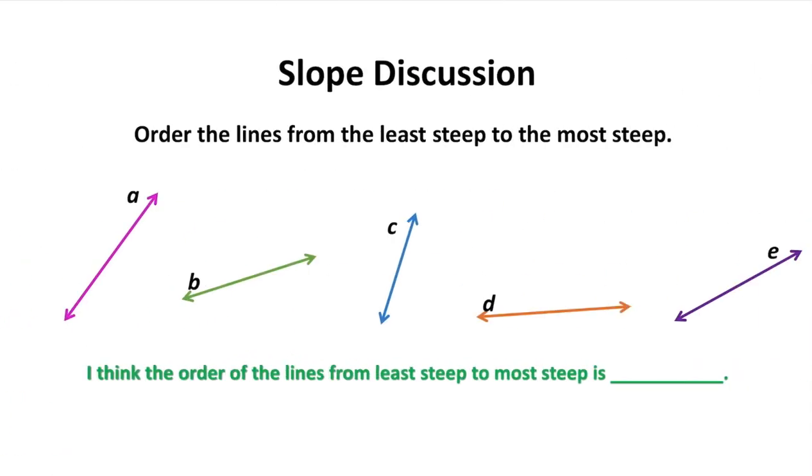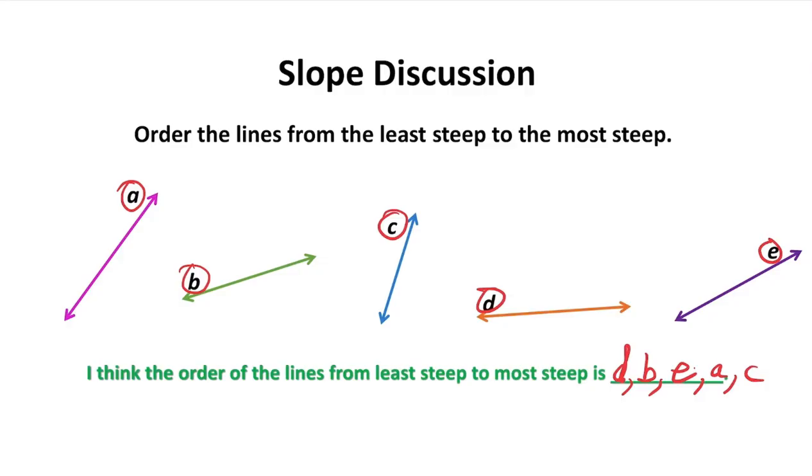So we're going to look at these and put them in order from least to most steep. So pause the video and see if you can do it, and then we'll go over it, okay? So it looks to me like the least steep is probably letter D right here. And then after that, probably B, and then E, and then it looks like A next, and then C. So D, B, E, A, C.